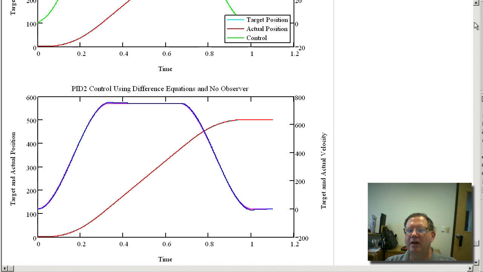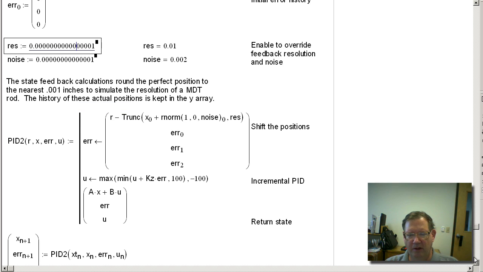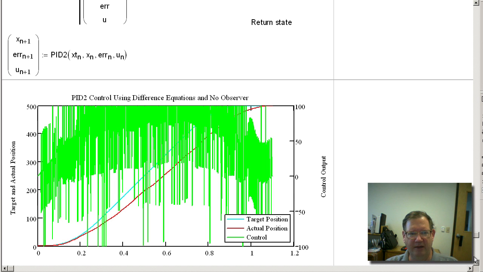And the reason why it's important is that you have to take the difference between the target and actual velocity and multiply it by the derivative gain. And you have to take the difference between the target and actual acceleration and multiply that by the second derivative gain to calculate a valid control output for a complicated model such as a hydraulic actuator. If you're doing a motor system, you can usually get by with just the first derivative gain. So it's not quite as necessary to use the observers. So I'm going to disable these again and just show you what it looks like.